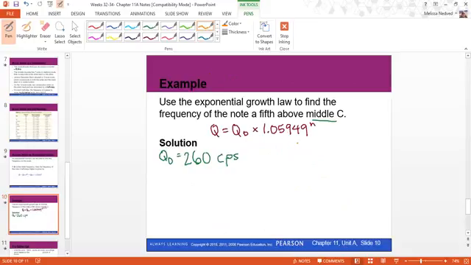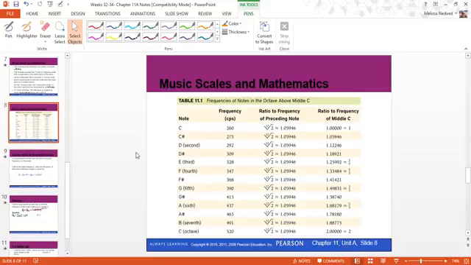Now the only variable we need in order to use this formula is what n is. Now we're looking for a note a fifth above. Notice that does not say 5 half steps. It says a fifth above. So let's go back to this chart again, this table 11.1. And notice a fifth above it is G. So what I'm looking for is the frequency of G. Now, I could just use this table, but I want to go ahead and practice doing that. So when I'm doing problems that aren't listed on the table, I can still follow this.